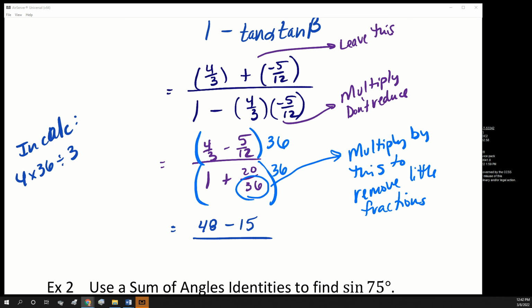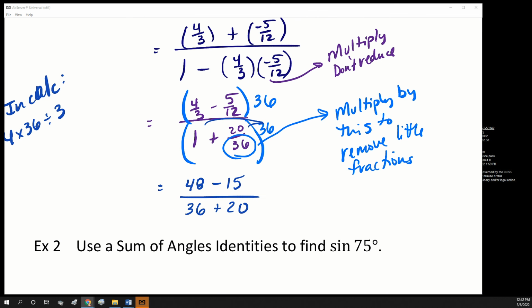Like sometimes if you do 4 divided by 3 times 36, you'll get like 48.00001 or something weird like that, or 47.9999. So anyway, if you do it in that order, it will definitely work. All right, so in the denominator, you definitely don't need a calculator. So we would multiply 36 times 1, multiply 36 times 20 over 36. That's just going to be 20. All right, and then it's just subtracting on the numerator, adding on the denominator, and that's it.